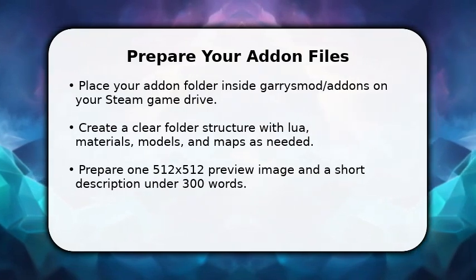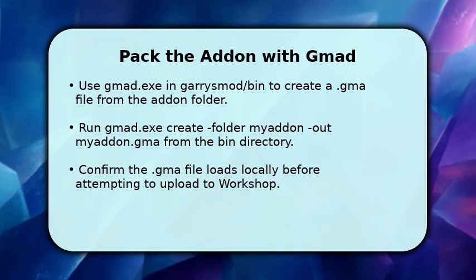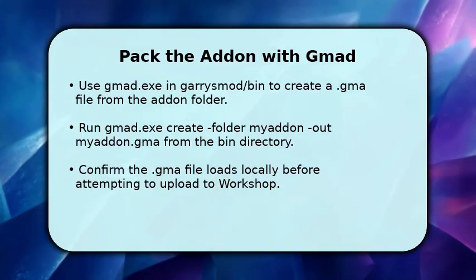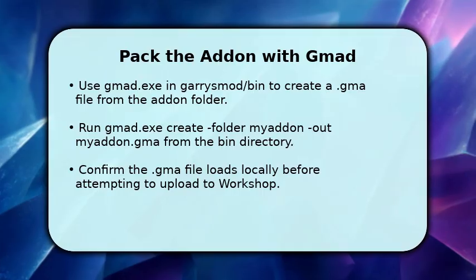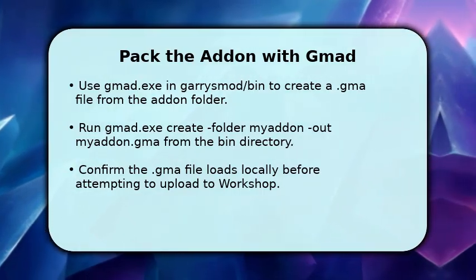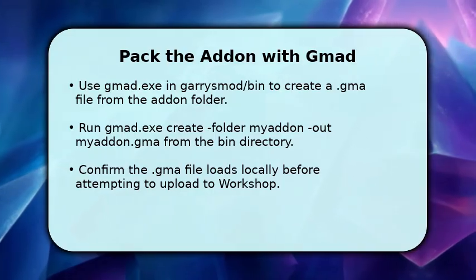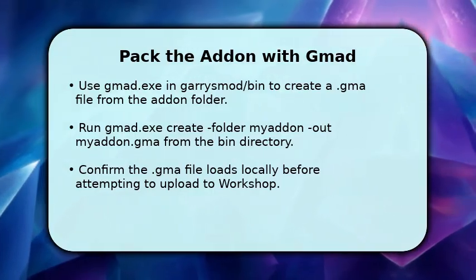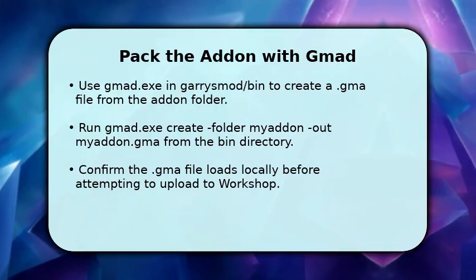Open the Garrysmod/bin folder and locate Gmod.exe to pack your add-on into a GMA file. Run Gmod.exe create folder myaddon out myaddon.GMA using a command prompt in that bin directory. Wait until the tool finishes and confirm the creation of the GMA output file.